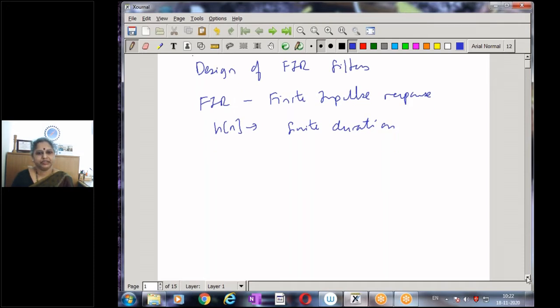Essentially, there are two major methods of designing. One is using the window method, and the next one is using the frequency sampling technique. In this module, we shall see how to design using window functions.